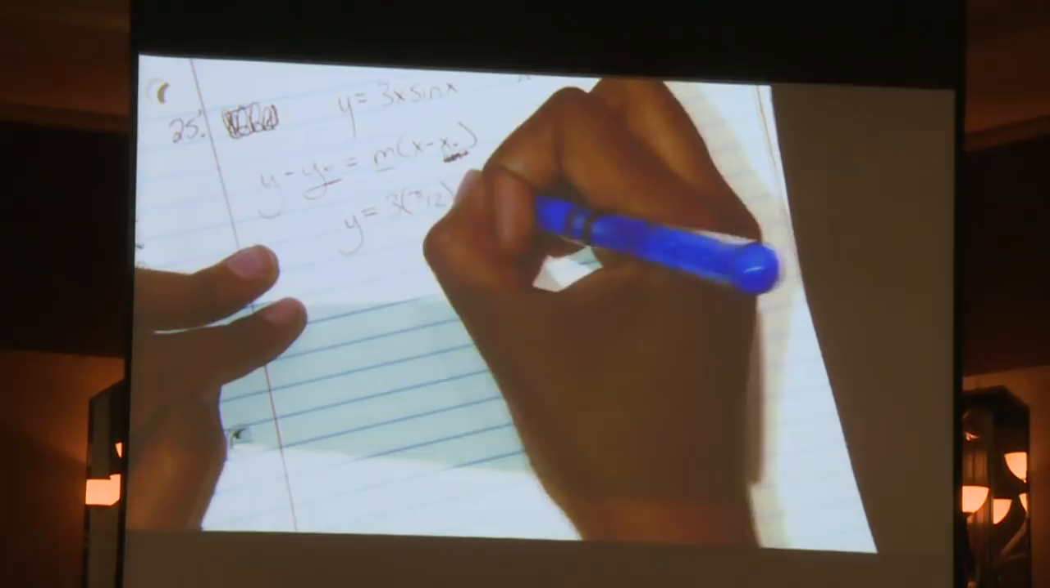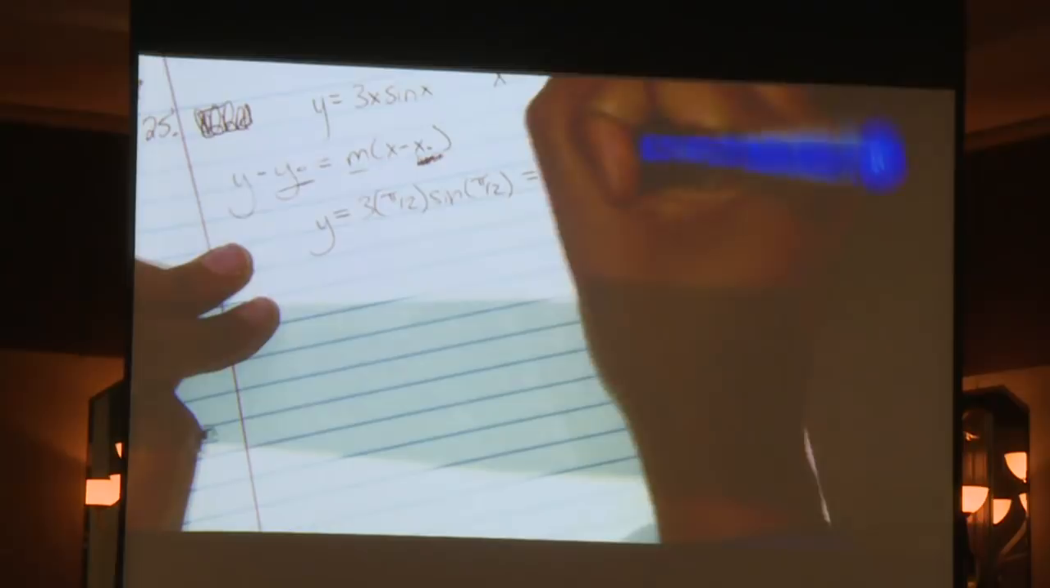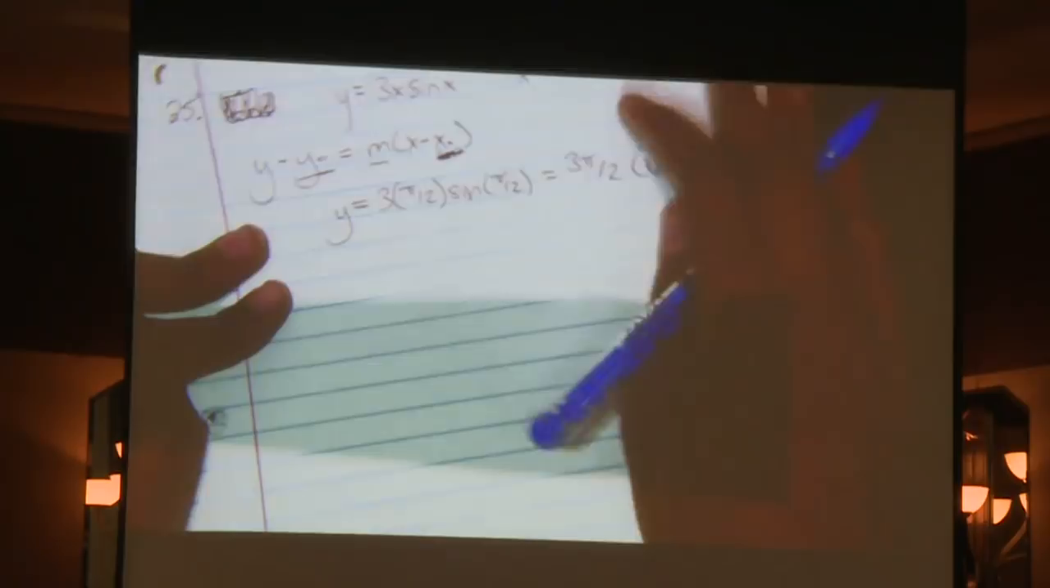So 3 times pi over 2 times sine of pi over 2. I know my sine of pi over 2 is 1, so that gives me 3 pi over 2 times 1, which gives me 3 pi over 2. So that's my y. Now all I'm stuck looking for is my slope.